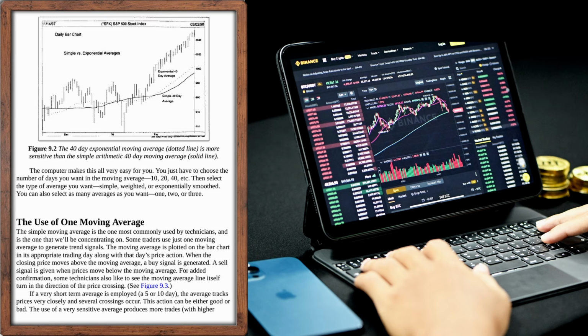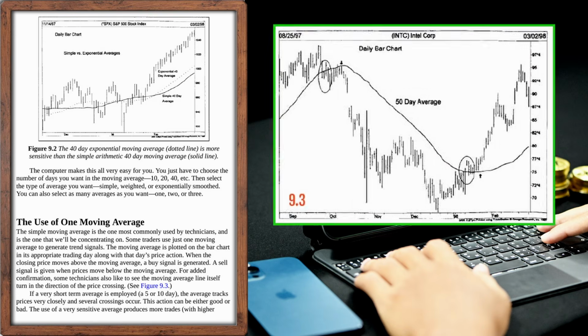The moving average is plotted on the bar chart in its appropriate trading day, along with that day's price action. When the closing price moves above the moving average, a buy signal is generated. A sell signal is given when prices move below the moving average. For added confirmation, some technicians also like to see the moving average line itself turn in the direction of the price crossing. See Figure 9.3.